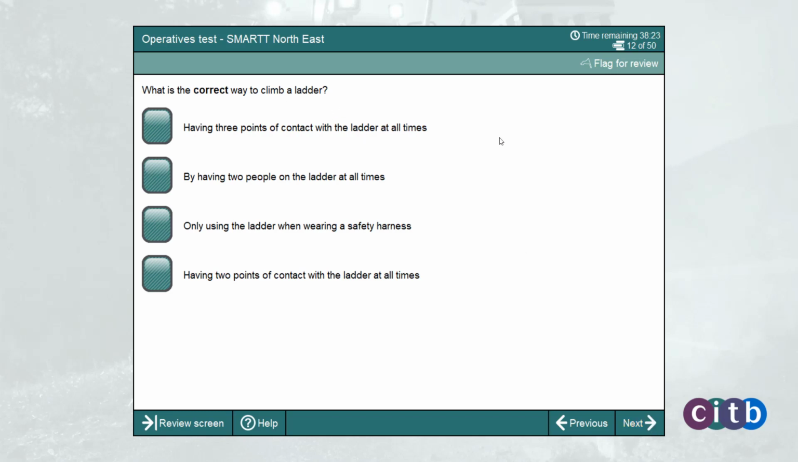What is the correct way to climb a ladder? Having 3 points of contact with the ladder at all times. By having 2 people on the ladder at all times. Only using the ladder when wearing a safety harness. Having 2 points of contact with the ladder at all times.